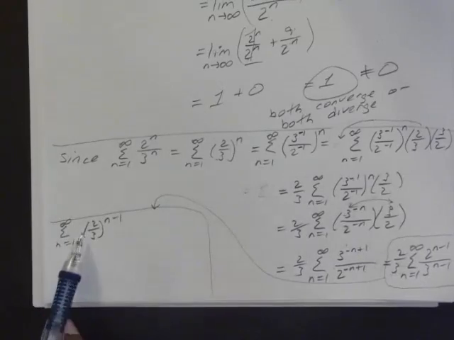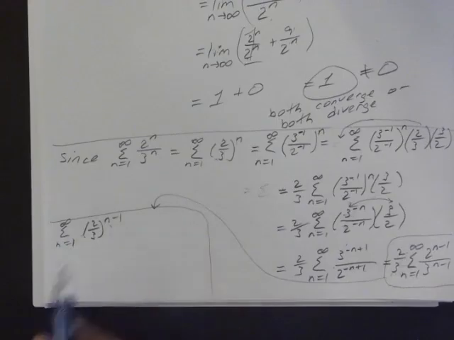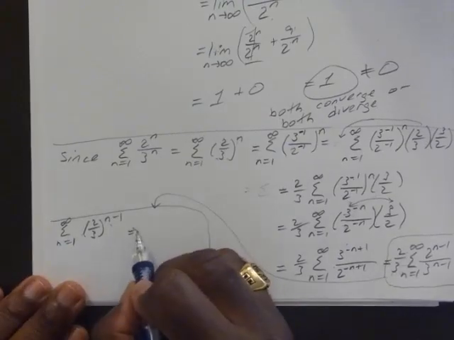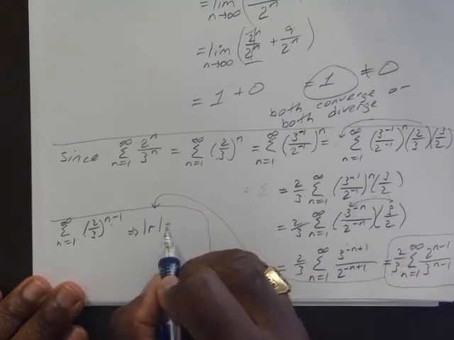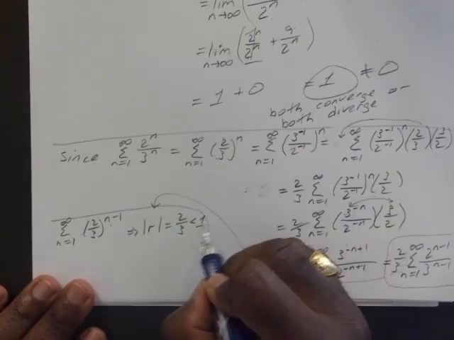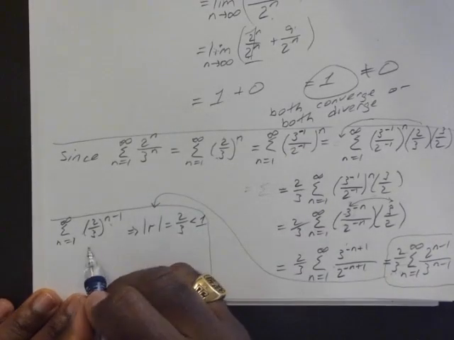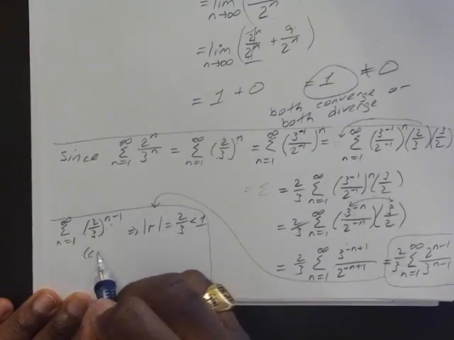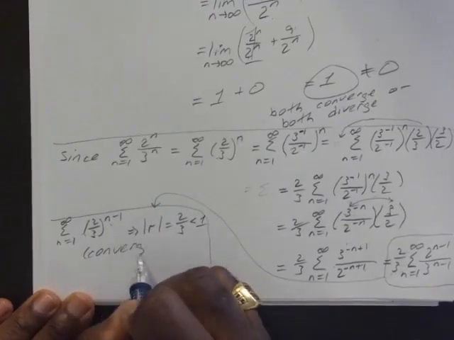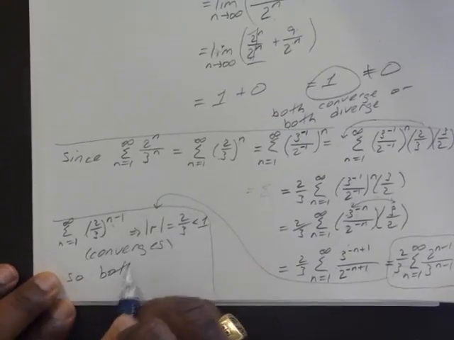Which means we can make that 1 times this if we wanted to rewrite it. Which means that our absolute value of r is equal to 2/3, which is less than 1. So we know that this one, using the geometric series test, converges. So both converge.